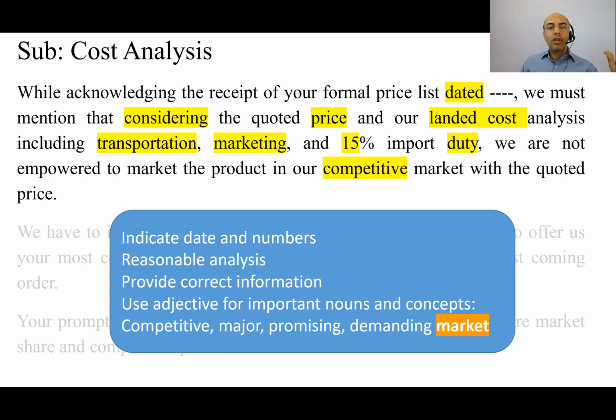So I have written, I have your price, I have analyzed your price and added some costs like transportation, marketing, import duty, and my market is a competitive one, so I cannot sell the product with this price. Maybe in the next paragraph, I'm going to say that I'm expecting you to grant me some discount. The main point in this paragraph is that have a kind of rational and logical analysis and add data to your letter and add some adjectives for your critical nouns, market, order, let's say cargo or product. They are critical expressions or nouns in your business letters. So try to add some adjective for them and make them more important.